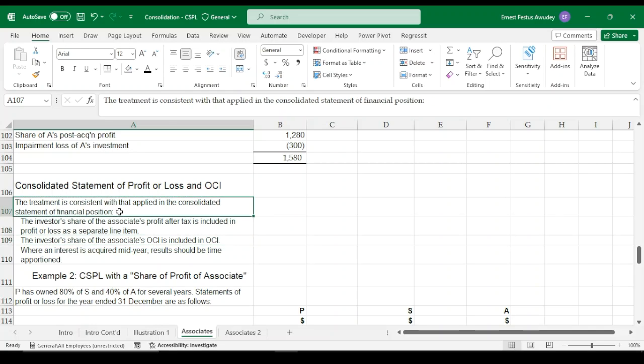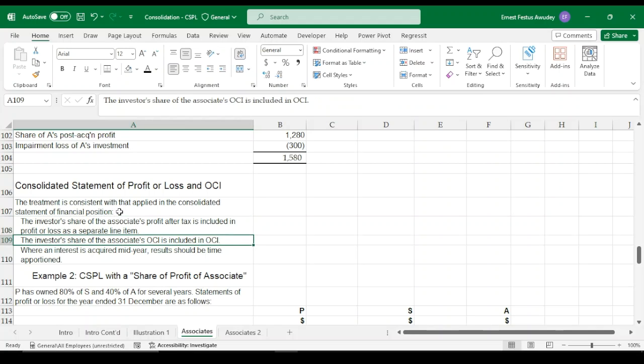So let's look at the notes I've taken here. The treatment is consistent with that which was applied in the consolidated statement of financial position. That is, the investor's share of the associate's profit after tax is included within the profit or loss as a separate line item, as I already said.